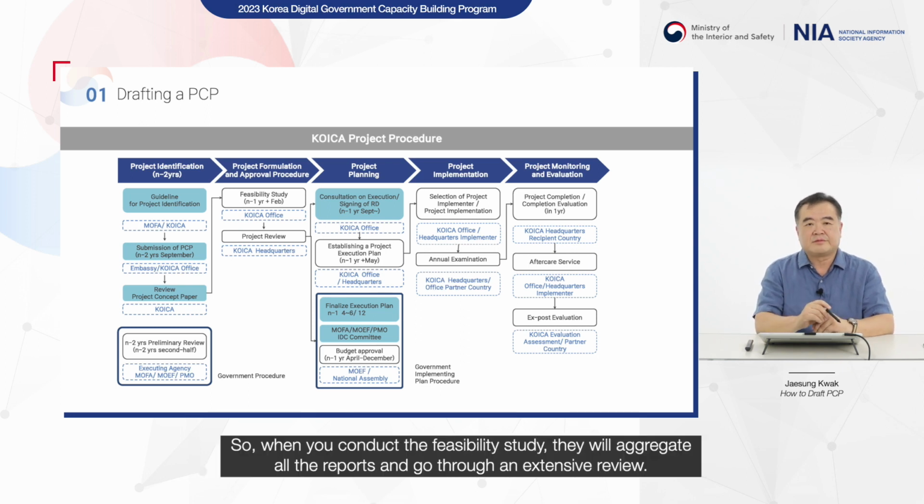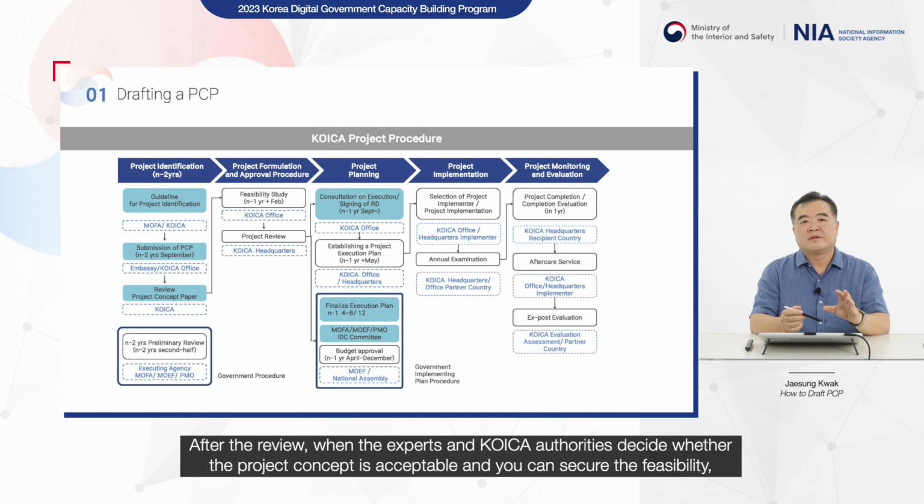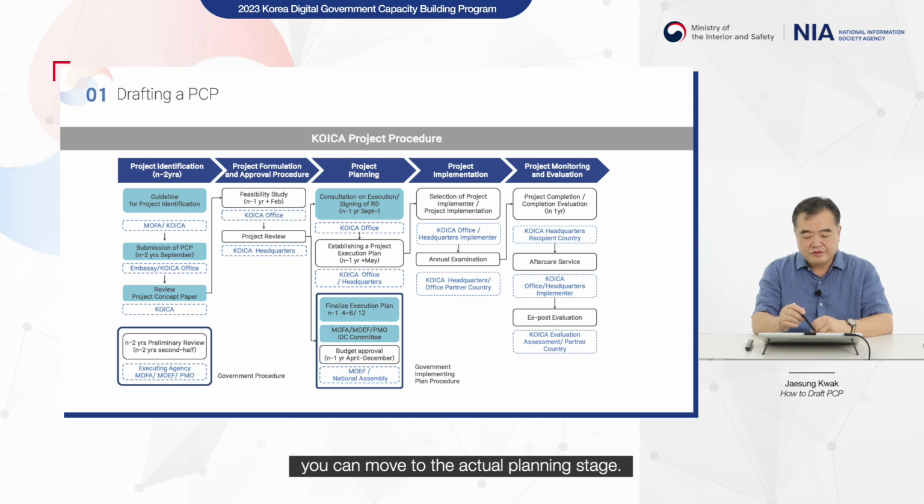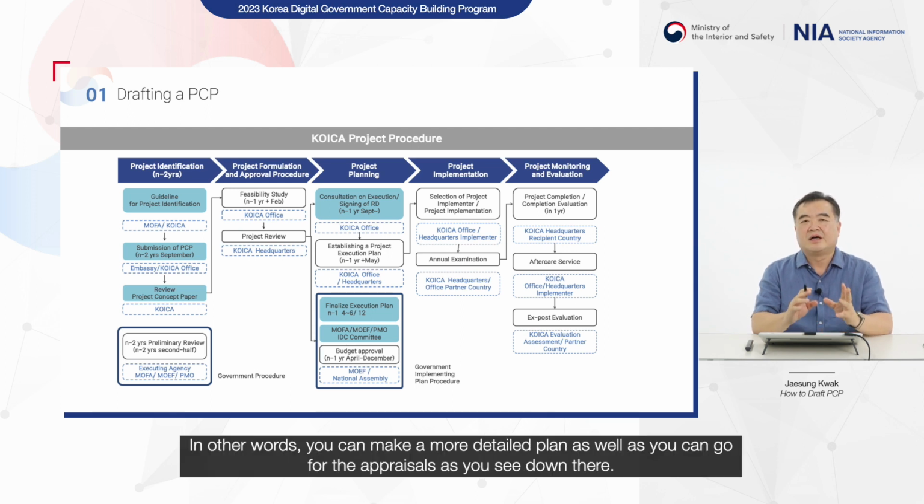So when you conduct a feasibility study, they will aggregate all the reports and go through an extensive review. After the review, the experts and KOICA authorities decide whether the project concept is acceptable and whether you can secure the feasibility, and then you can move to the actual planning stage. When the project moves to the planning stage, now you are ready to go. In other words, you can make a more detailed project plan as well as go for the appraisals, as you see down there.